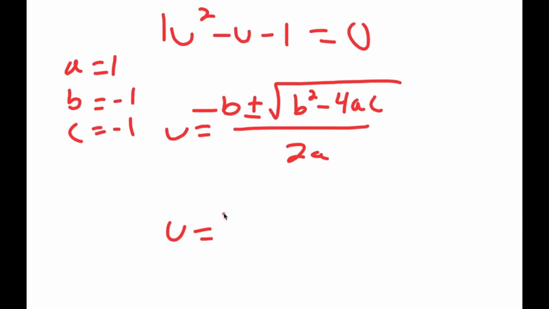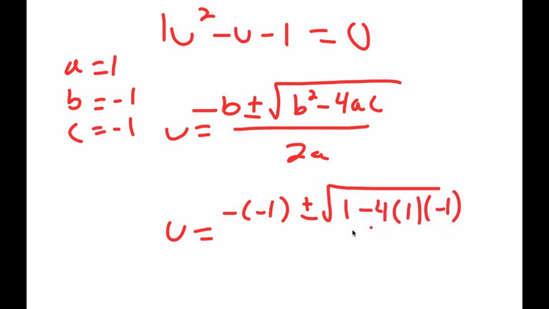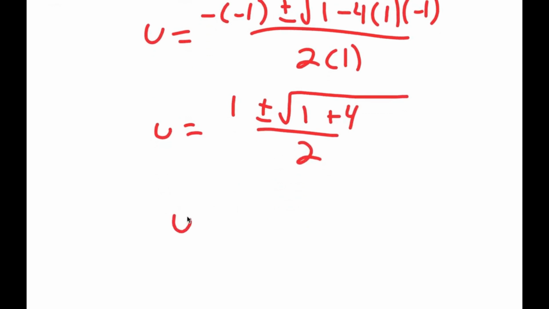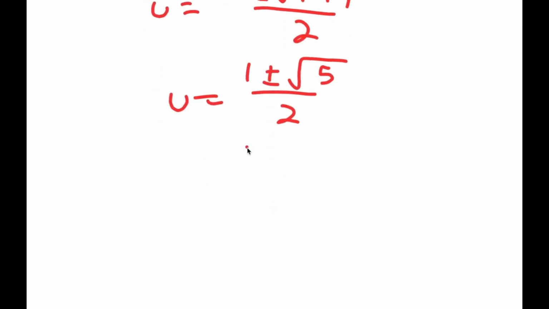So I get u is equal to negative of negative 1 plus or minus the square root of b squared, negative 1 squared, which is positive 1, minus 4 times a, which is 1, times c, which is negative 1, all over 2a, so 2 times 1. And this is equal to positive 1 plus or minus the square root of 1 plus 4 over 2, which is equal to 1 plus or minus the square root of 5 over 2. So we have u is equal to 1 plus or minus the square root of 5 over 2.